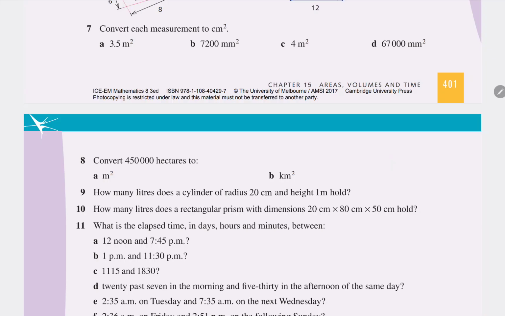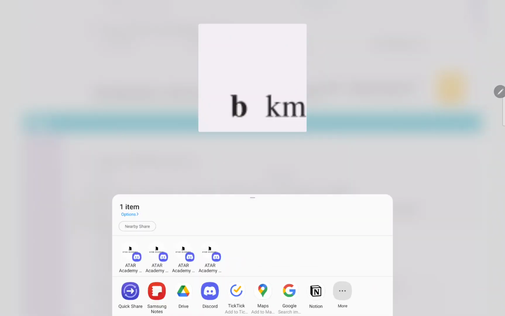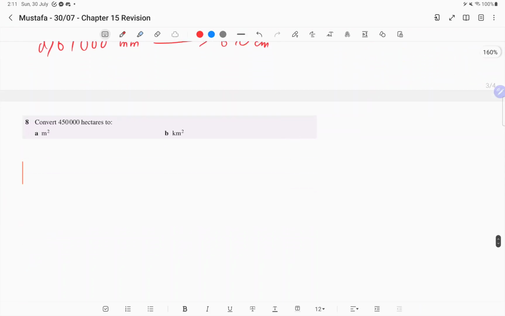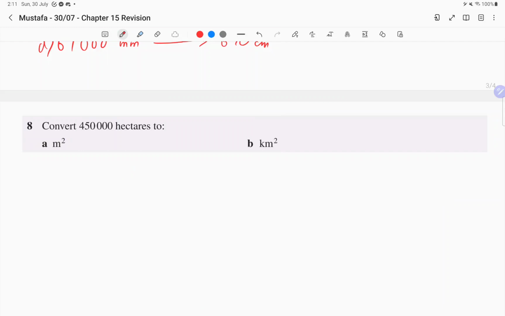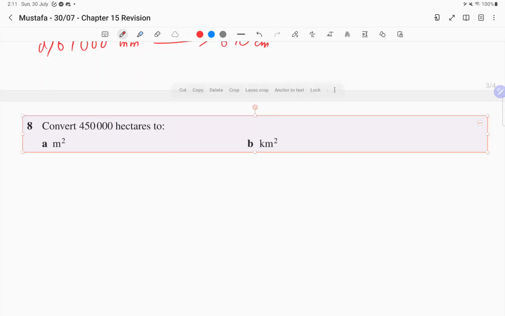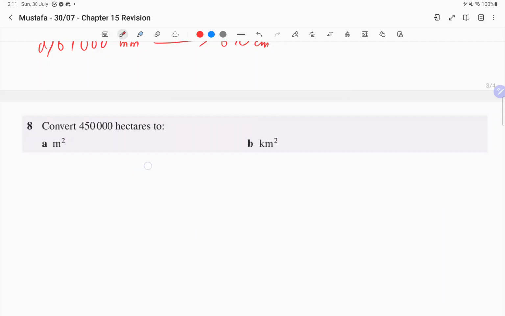Now, next is question 8. 450,000 hectares. What's the ratio from hectares to meters squared? Do you know? No, we don't know. We didn't do hectares. Okay. Well, I'll just tell you, just in case. It's quite simple. One hectare is 10,000 square meters.